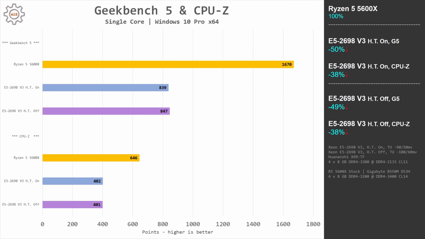Geekbench 5 and CPU Z using single core. Basically the same picture as Cinebench. Ryzen 5 5600X is twice as fast as the Xeon E5-2698 V3. CPU Z gives 400 points to Xeon E5 and 650 points to Ryzen 5. Geekbench 5 gives 850 points for Xeon and 1600 points for Ryzen.